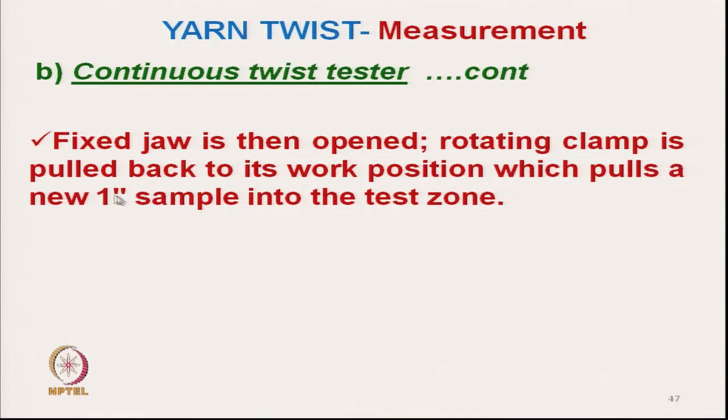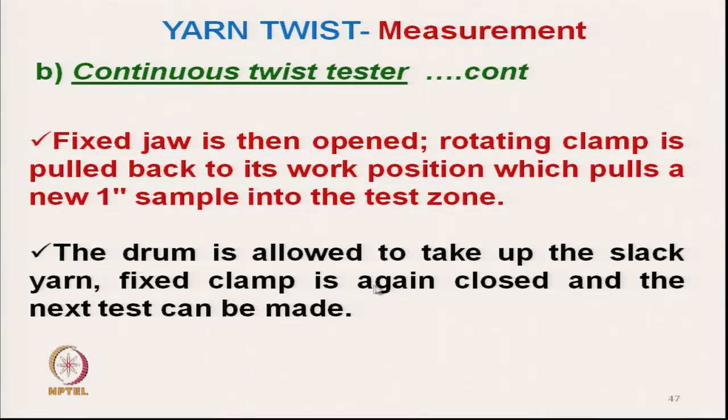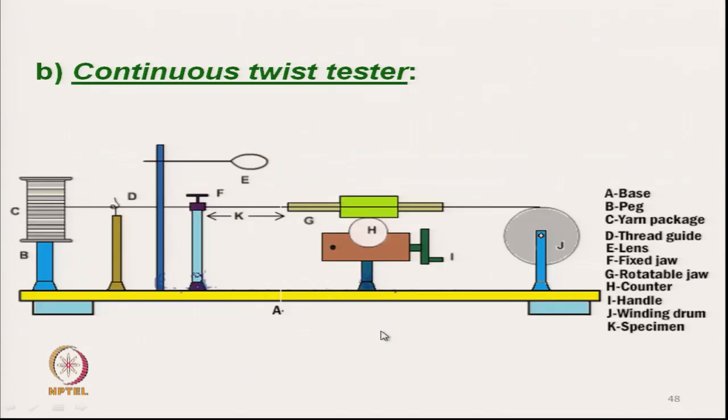The rotating clamp is pulled back to the working position, which pulls 1 inch of new test sample, and the drum is allowed to take up the slack yarn. The fixed clamp is again closed, which is now ready for the next test. So, this way this continuous testing takes place. From one package we can test a number of tests very quickly.